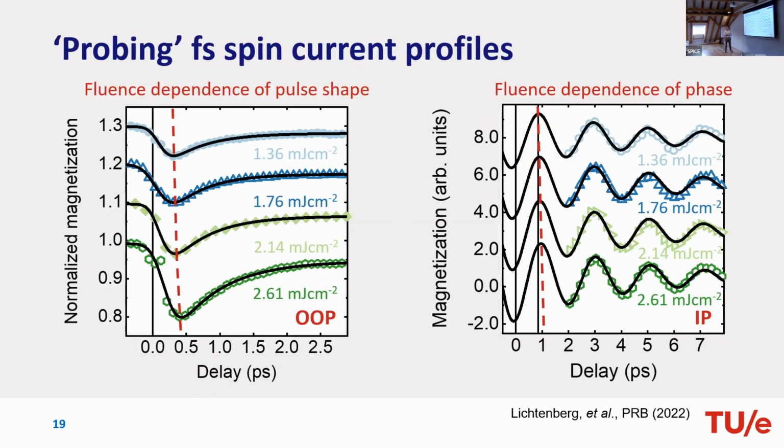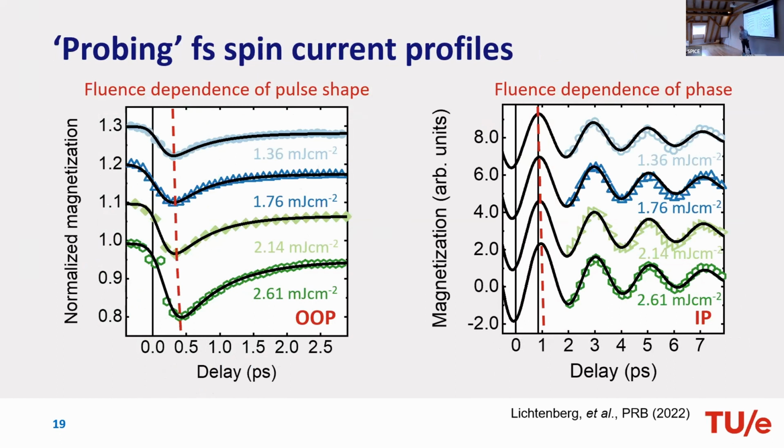So these are the results of the terahertz range. So this is the fluence dependence of the pulse shape. So increasing fluence, you see that you have more demagnetization. So the amplitude increases. Moreover, you see that you have a phase shift. The minimum is shifted to larger time, indicated by the red line.